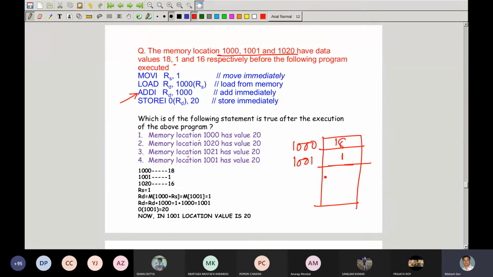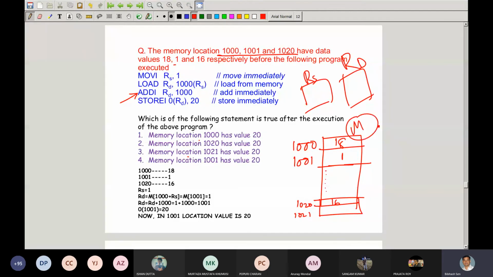And then 1020. In this way you have to go. 1020, and then you have written 16. But I have not incremented or decremented anything. After 1020 should be 1021. So we load 1 into RS. That means there is a register RS and a register RD, and this is the memory bank. Now tell me, RS becomes 1 after the first statement.